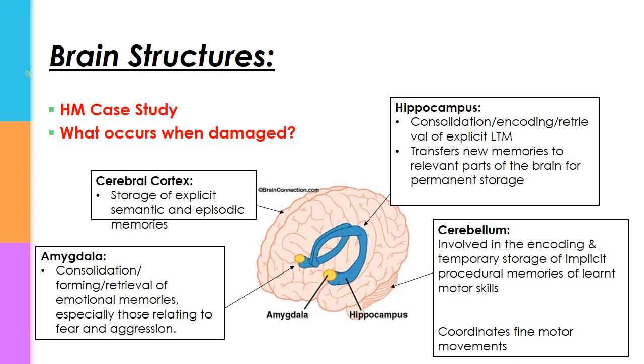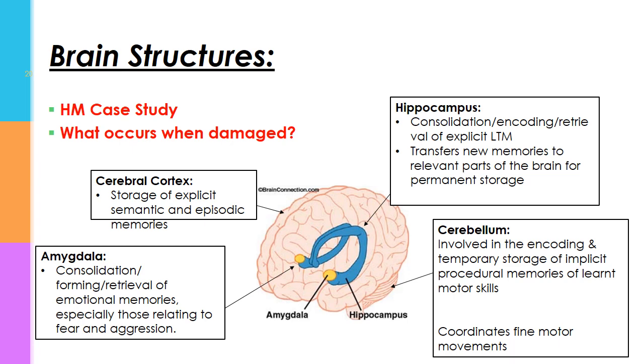So we have 4 areas of the brain, and you need to know what their roles are, but you need to know how they also interact. So the hippocampus is this seahorse-shaped thing. It's the thing that's blue. It consolidates, encodes, and retrieves explicit long-term memories, and it also transfers new memories to relevant parts of the brain for permanent storage. Okay, it does not store memories. So this is linked with the cerebral cortex, and the cerebral cortex just stores explicit memories.